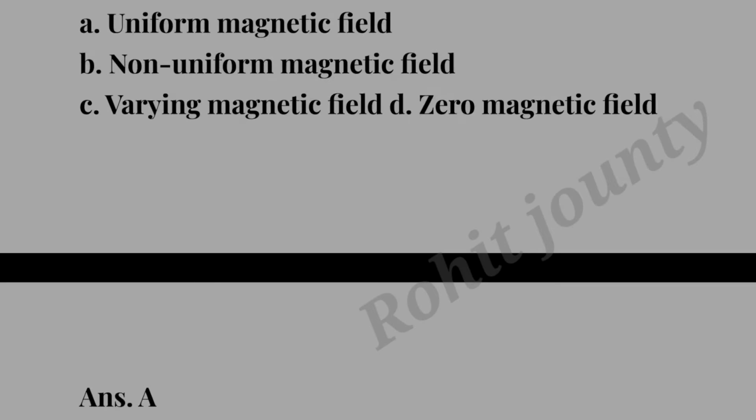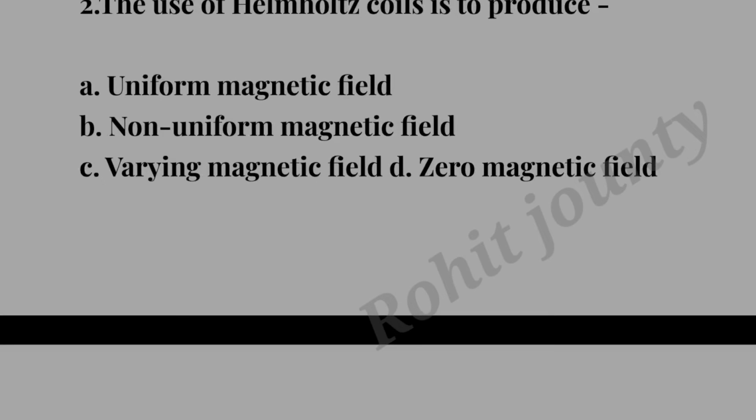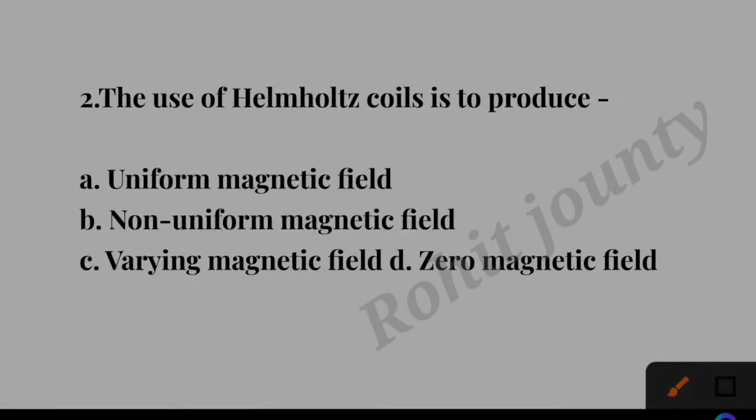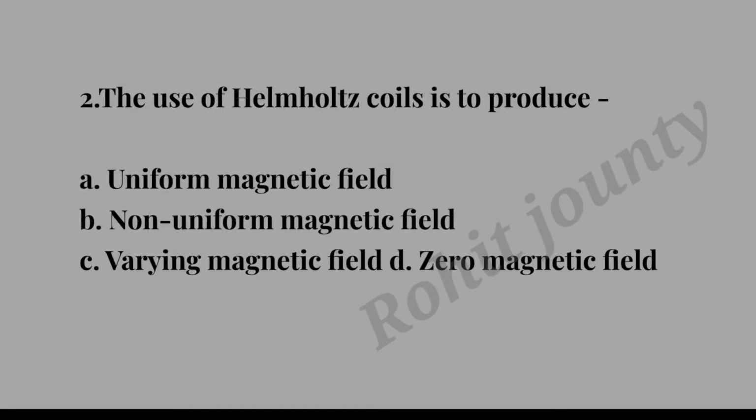Question number 2. The use of a Helmholtz coil is to produce: option A uniform magnetic field, option B non-uniform magnetic field, option C varying magnetic field, option D zero magnetic field. The correct answer is option A, uniform magnetic field. The use of a Helmholtz coil is to produce a uniform magnetic field. Option A is the correct answer.